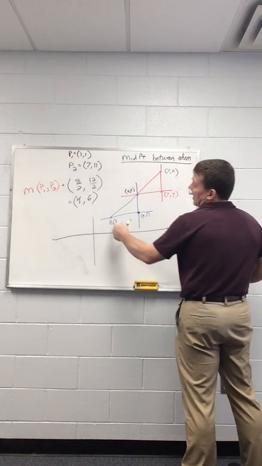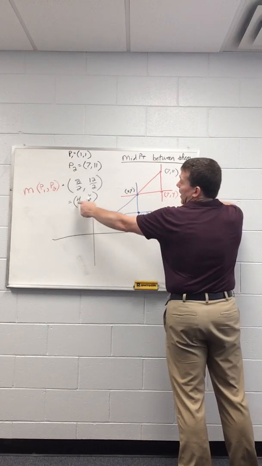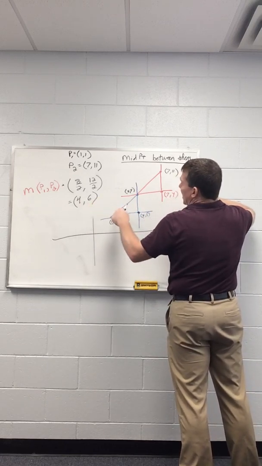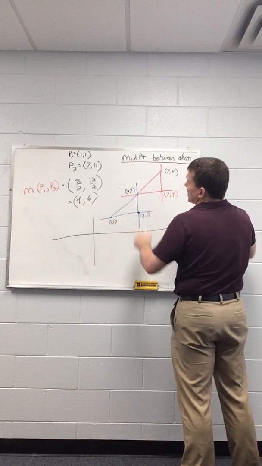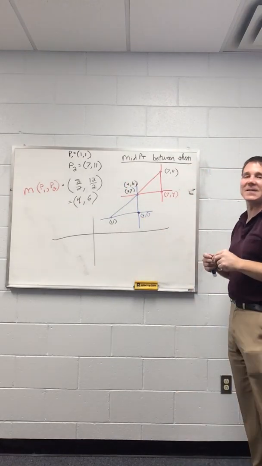And again, if you think about it, the x value here is 1, the x value there is 7. Having an x value of 4 in the middle makes sense. The y value here is 1, the y value here is 11. Having a y value of 6 in the middle makes sense. So that's the point (4, 6).